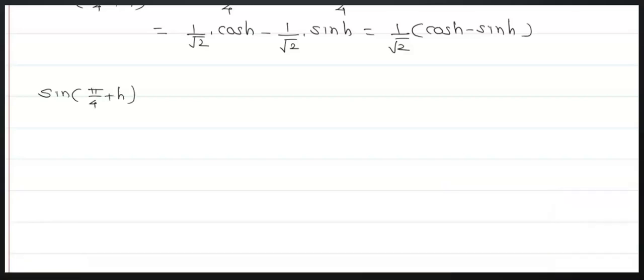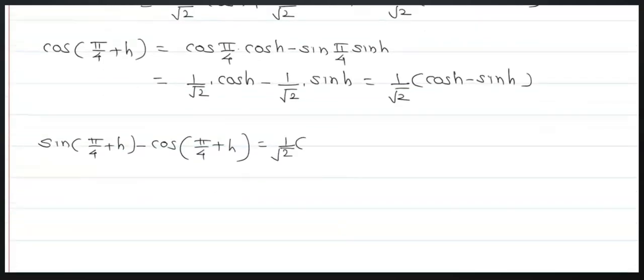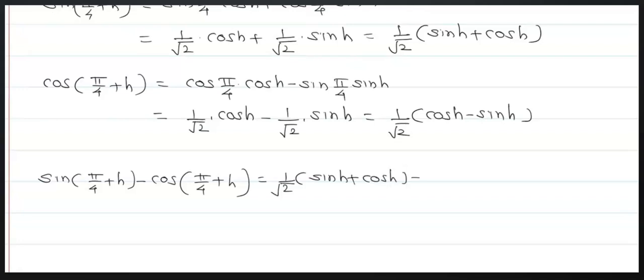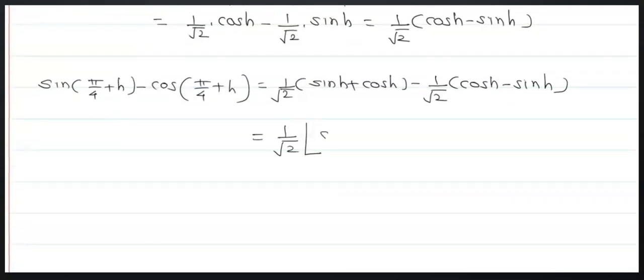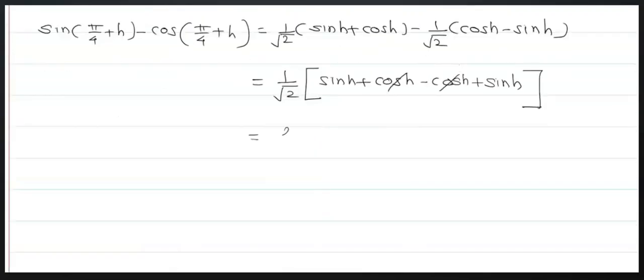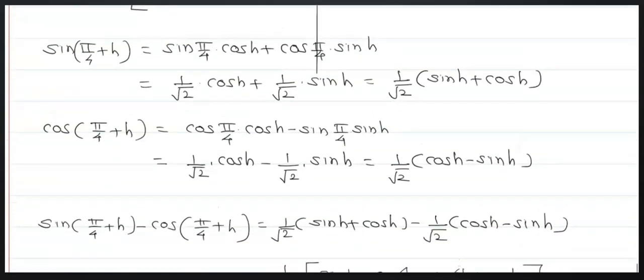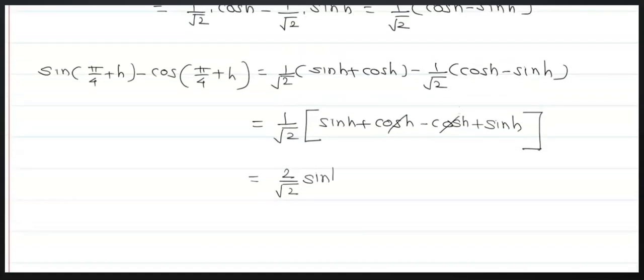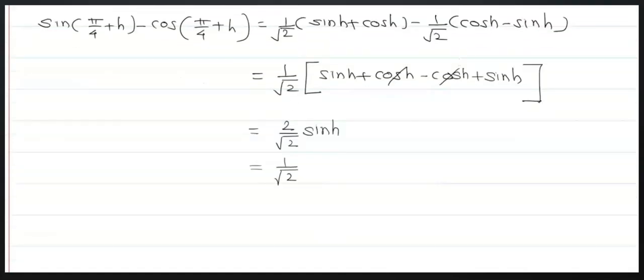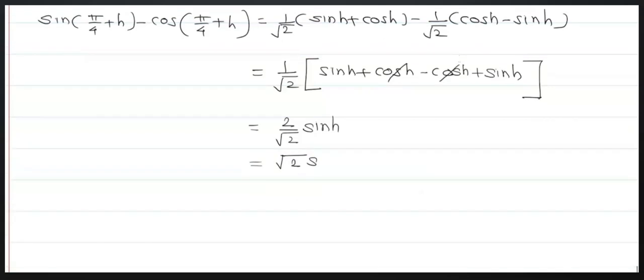Now the next is sin of pi by 4 plus h minus cos of pi by 4 plus h, separated: 1 upon root 2 (sin h plus cos h) minus 1 upon root 2 (cos h minus sin h). Take 1 upon root 2 overall common, then you will get sin h plus cos h minus cos h plus sin h. Therefore 2 upon root 2 sin h, that is root 2 sin h. Overall the value is root 2 sin h.